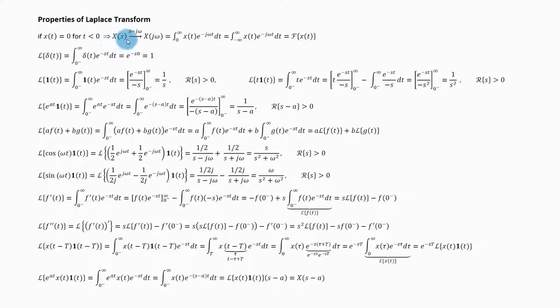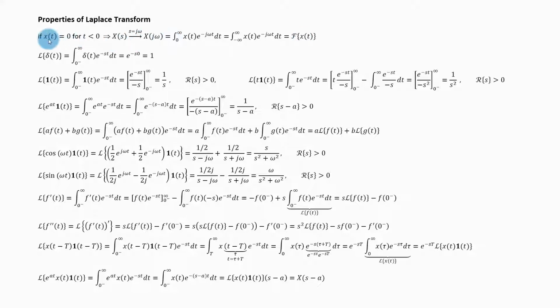Now, if you substitute j omega for s, you will get this, which you can express using the definition integral of the Laplace transform as this. Here, because this signal x is 0 for negative time, you can change this lower integration limit to minus infinity, which will give you this. And this expression is actually the Fourier transform of your signal.